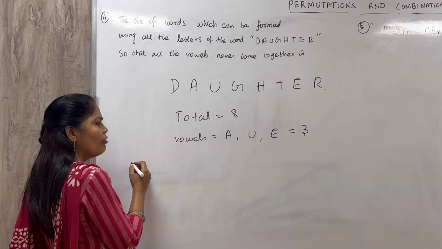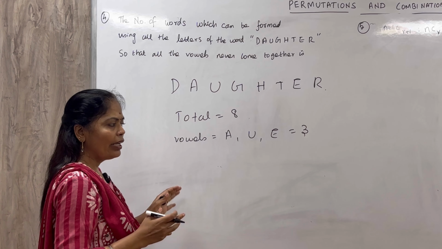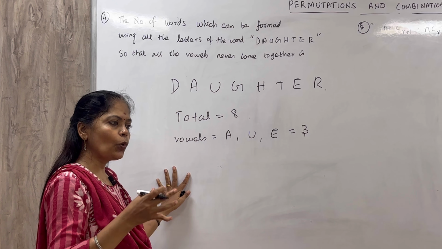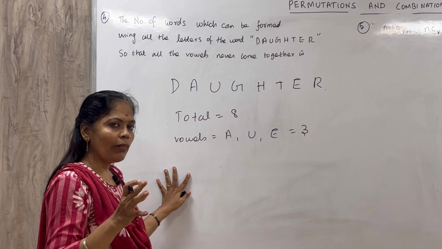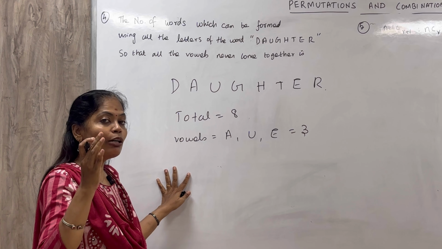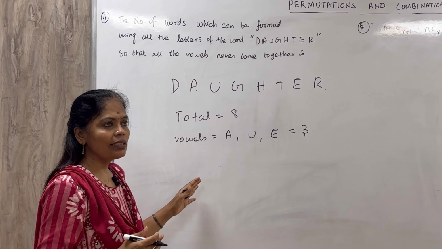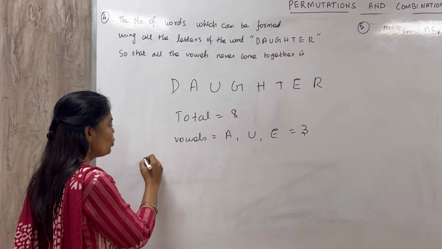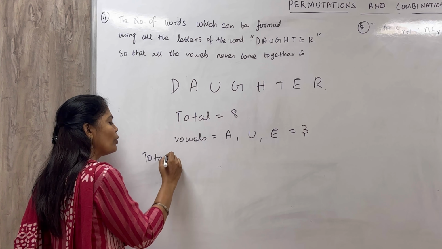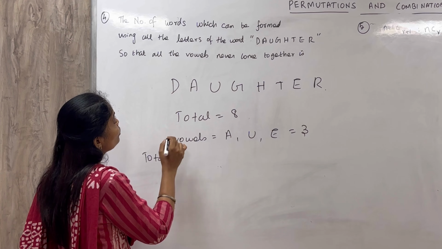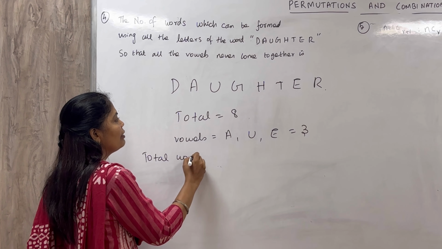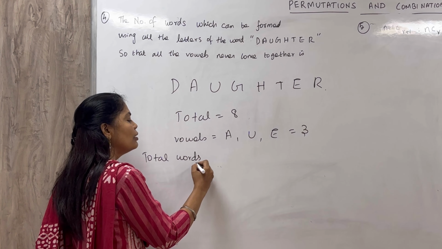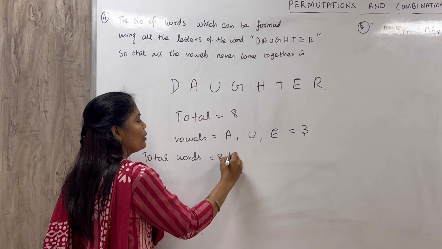So the vowels never come together. So I am going to find the total number of words minus the words where all the vowels come together. Then you will get the answer for the number of words where the vowels never come together. Now, the total letters of the word is 8, so total words is 8 factorial.